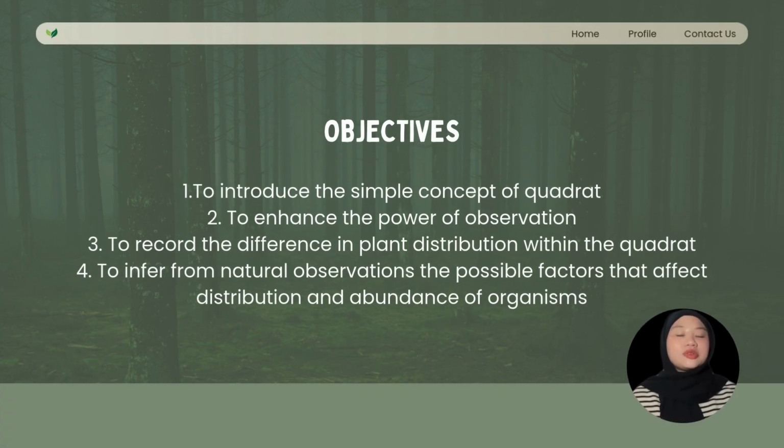Assalamualaikum and hi, my name is Nur Azin Shafrina binti Muhammad Suhaimi and my student ID is 2025597939. I'll be explaining practical 2, which is the factors that affect the distribution and abundance of organisms.